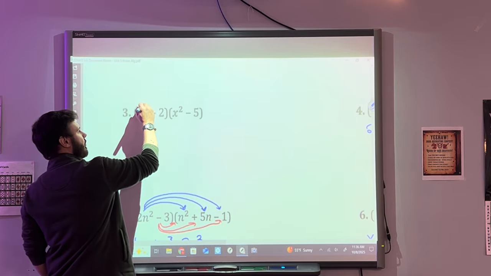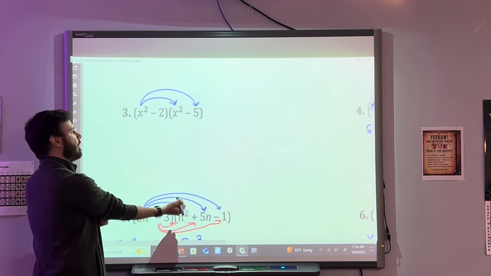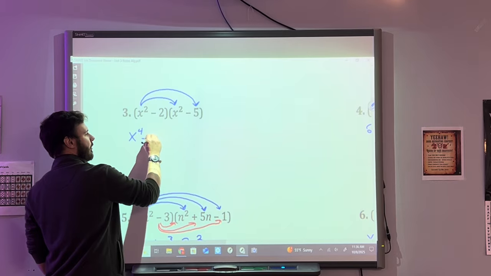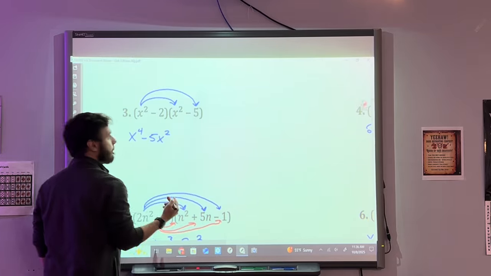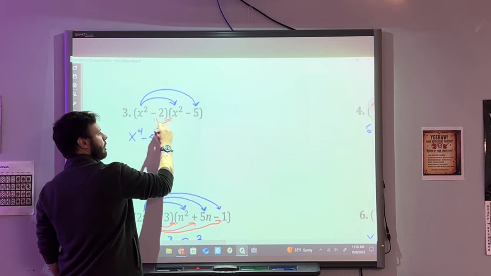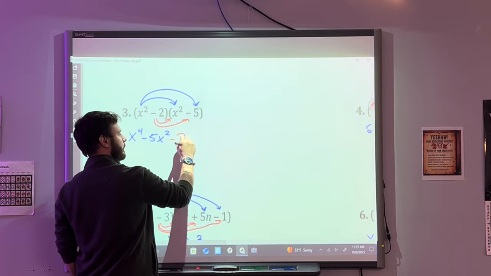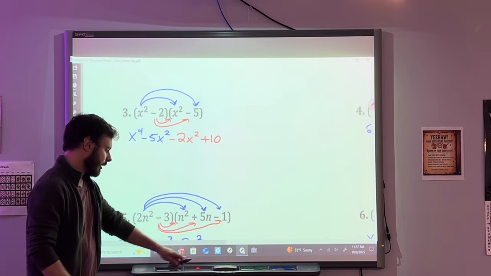We're just gonna FOIL this, first, outer, inner, last. I'm gonna give this x squared to everything first, x squared times x squared, x to the 4, minus 5x squared. Okay, negative 2x squared, and then positive 10. Okay, all right.